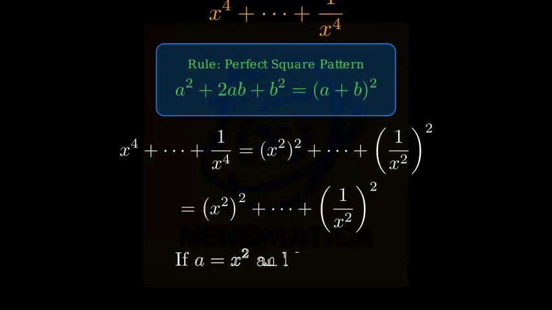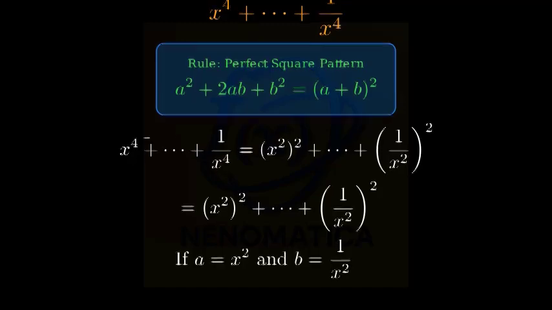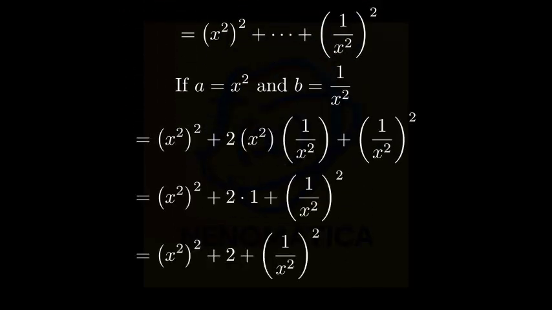Now we need to find what the missing terms are. If we want to form a perfect square of the form a squared plus 2ab plus b squared, we can identify that a equals x squared and b equals 1 over x squared. To complete the perfect square pattern, we need the middle term, which is 2 times a times b. That's 2 times x squared times 1 over x squared. This simplifies to 2.